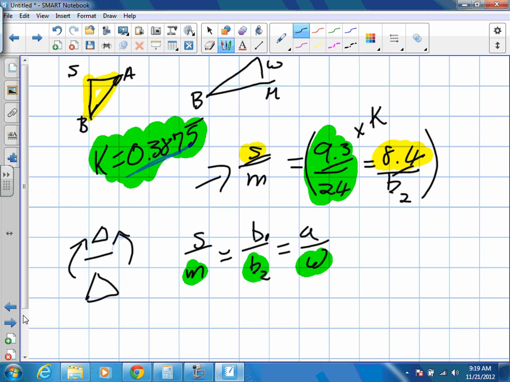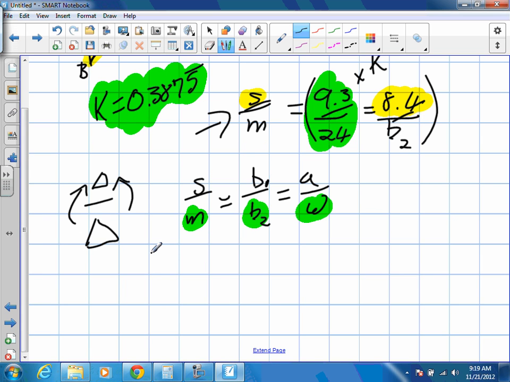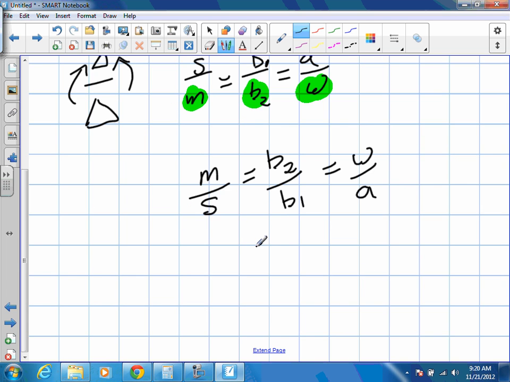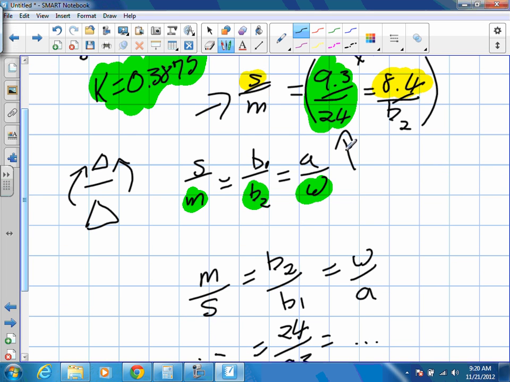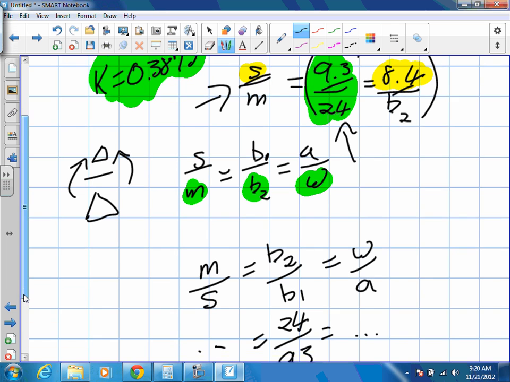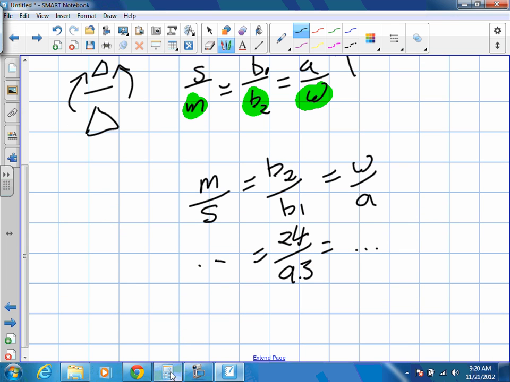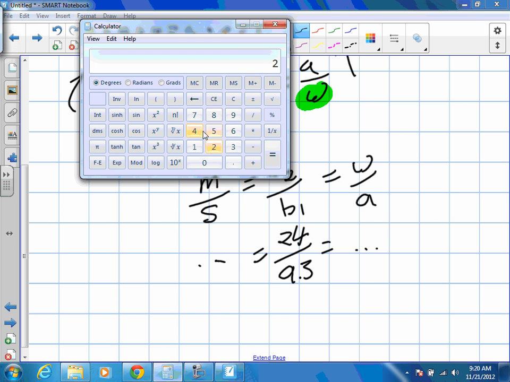So what if we set up the scale ratio with M divided by S is equal to B2 divided by B1, which is equal to W over A. And we plug those values in. Well, the main value we would have got was 24 divided by 9.3. That's how we found the scale factor the first time, right? We had two values here, but we used this to find the scale factor the first time. If I set the triangle up the other way and divided 24 by 9.3, I'd get 2.58. In this case, our scale factor k would have been 2.58.